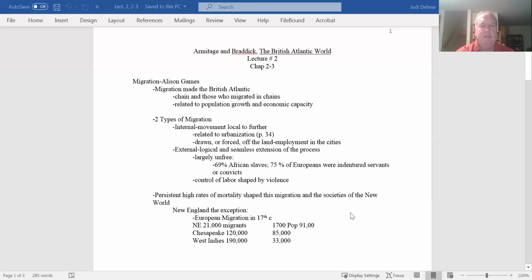In the West Indies, it's even more stark. 190,000 Europeans emigrated to the West Indies. In the 1700 census, there were only 33,000 people who lived in those colonies. This was a murderous regime.